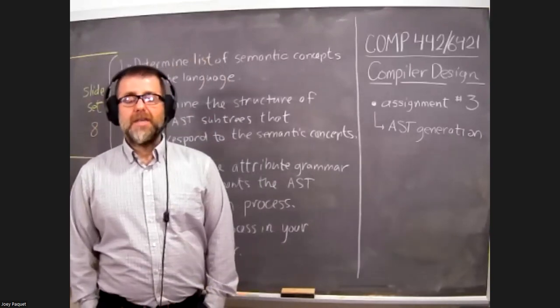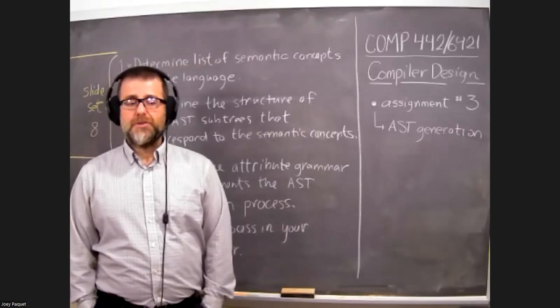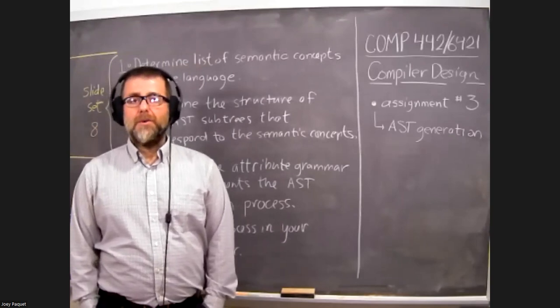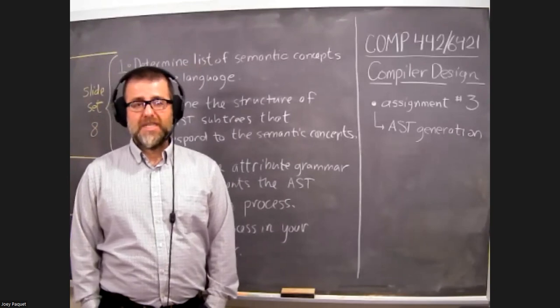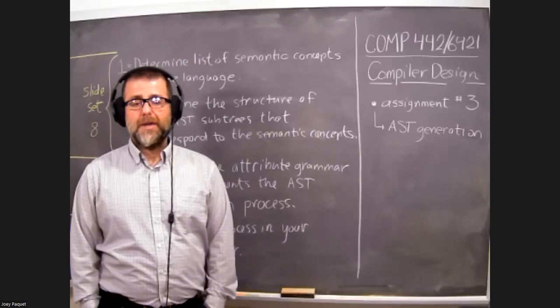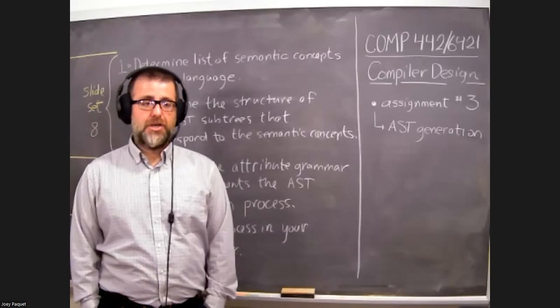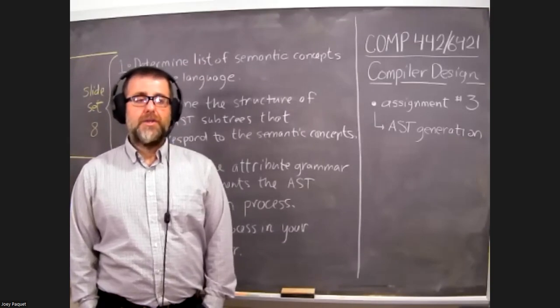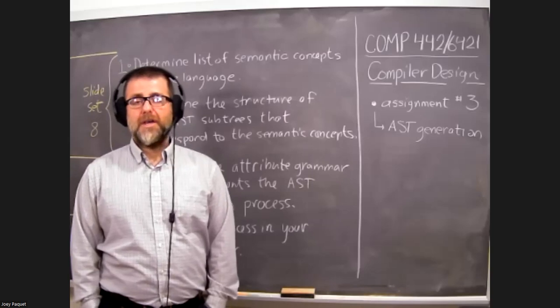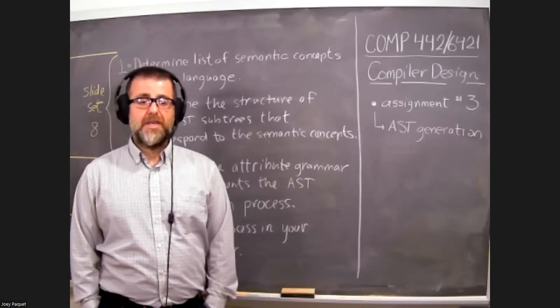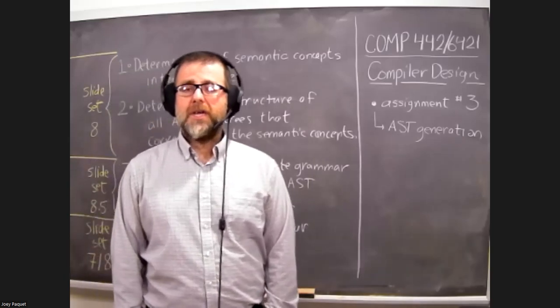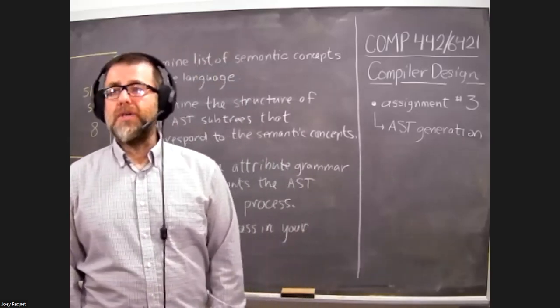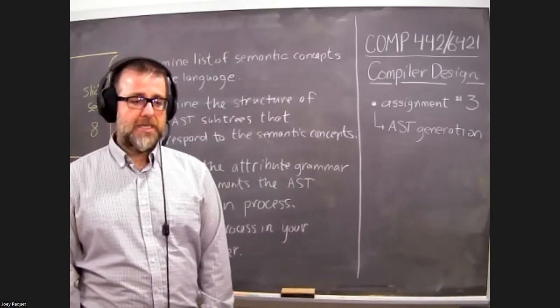So as you know, in assignment number 2, what you had to do is to build a parser. So now what you have to do for the following phases is to have an intermediate representation of your program that you will essentially traverse in order to do the semantic checking and the semantic translation or code generation.